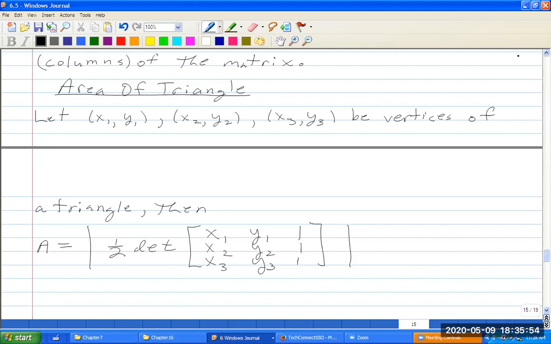But this will give you the area of a triangle where you just know the vertices. So let (x1, y1), (x2, y2), (x3, y3) be the vertices of a triangle. Then the area is 1/2 the determinant of [x1, y1, 1; x2, y2, 1; x3, y3, 1]. Unfortunately, you don't know if that's positive or negative. So at the end, that's why I use the absolute value of the determinant.